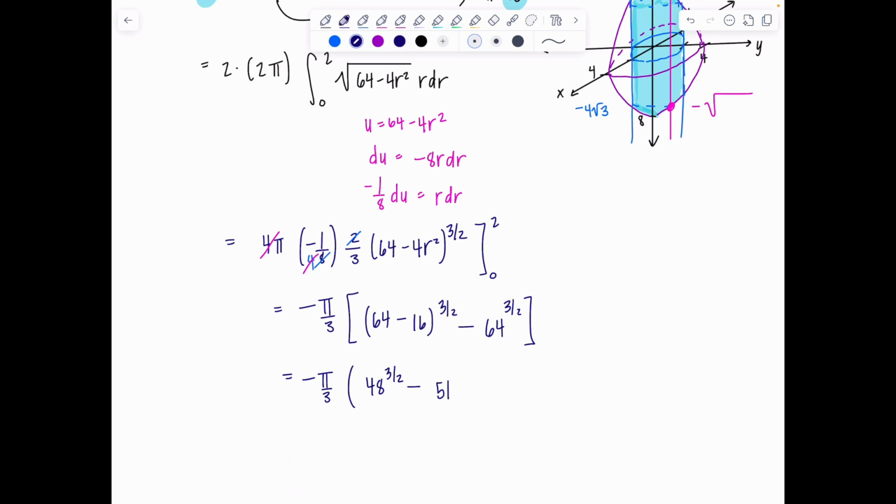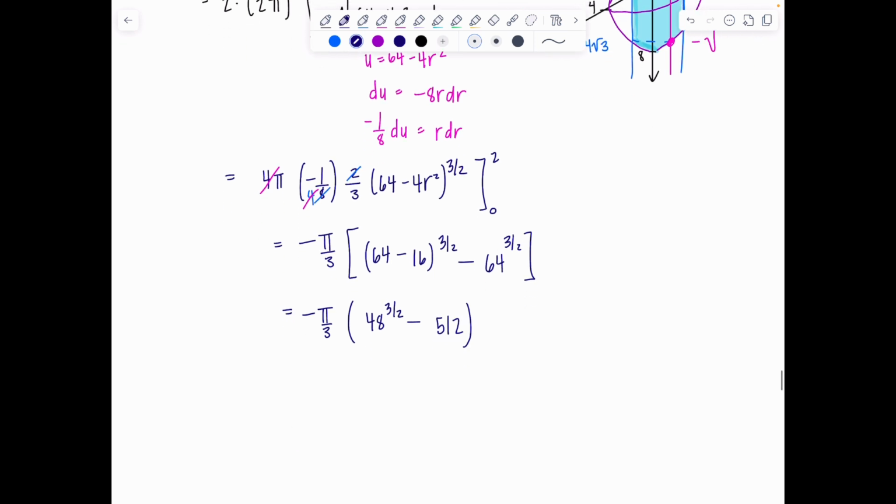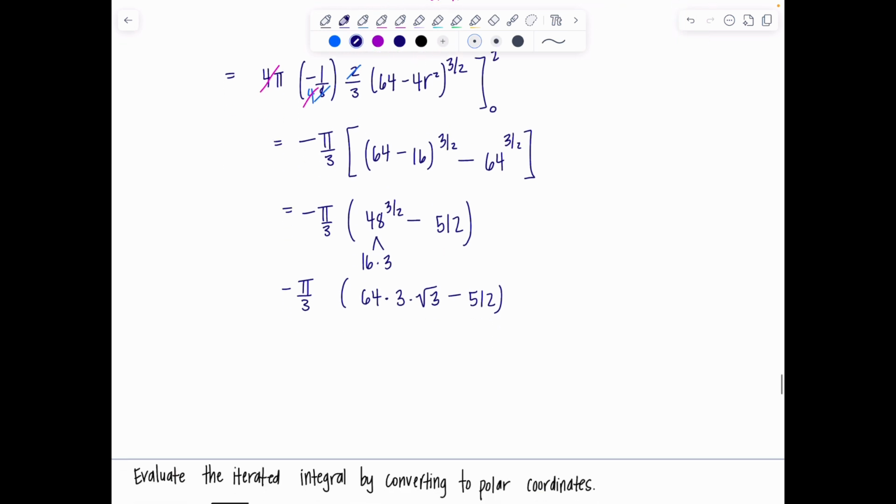Oh, wow. Okay. Was that necessary? Then 48 to the 3/2, I would break it up because 48 is 16 times 3. So 16 to the 3/2, that's going to be 64 times 3 to the 3/2, that's going to be 3 times rad 3, and then minus 512. Negative pi over 3 sitting out here. So 64 times 3, that's 192. Rad 3 minus 512. And I believe we can factor out an 8 from both of those guys, right?